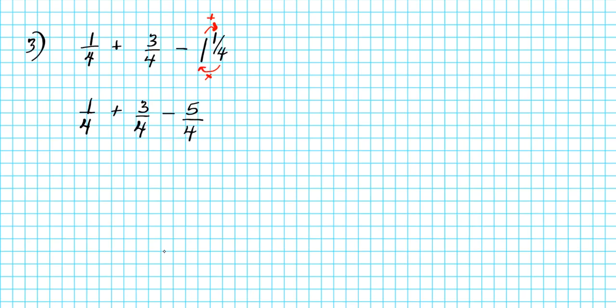5/4. Now the nice thing about these 3 fractions that we have is that their denominators are identical. Okay? So we're going to combine all the denominators into one. The denominator stays the same. And then we'll go ahead and compute the sum of these two numbers, minus 5.